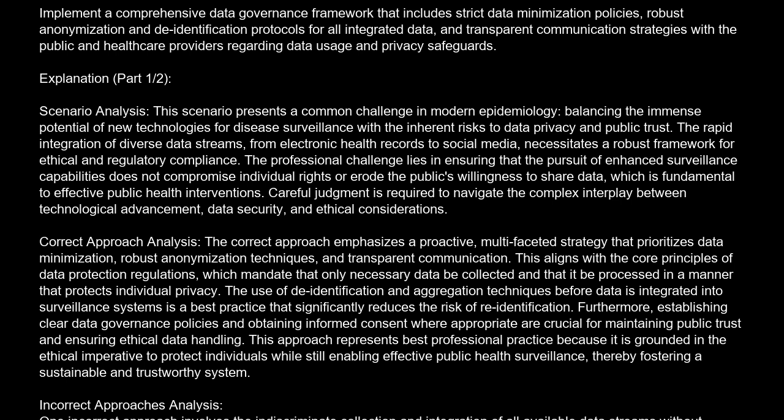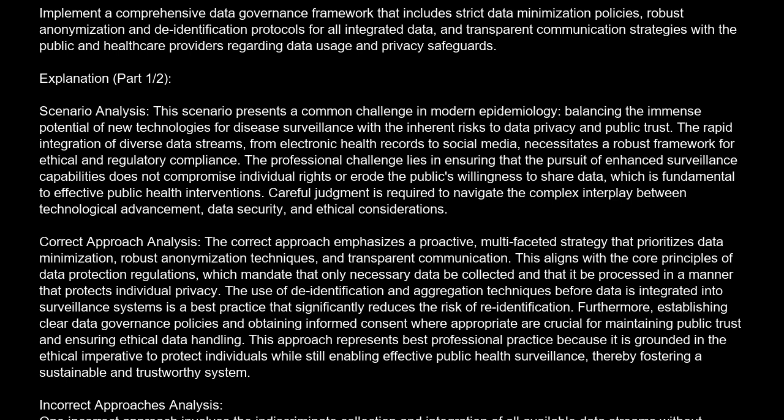Explanation. Scenario analysis. This scenario presents a common challenge in modern epidemiology, balancing the immense potential of new technologies for disease surveillance with the inherent risks to data privacy and public trust. The rapid integration of diverse data streams, from electronic health records to social media, necessitates a robust framework for ethical and regulatory compliance.